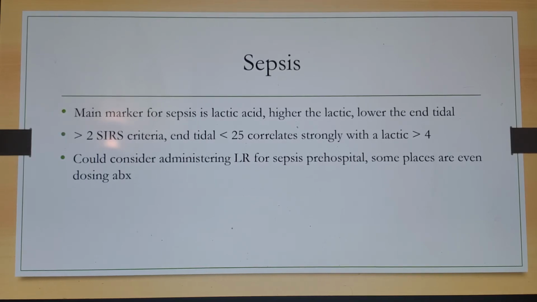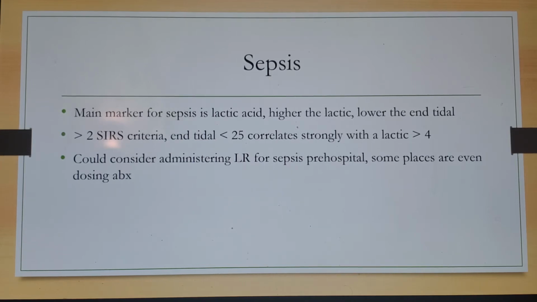So if you have your 2 SIRS criteria, I don't know if you're familiar with SIRS, but basically if they're febrile or have an elevated respiratory rate or low blood pressure and an end-tidal less than 25, that correlates strongly with a lactic greater than 4. And so you could consider administering pre-hospital IV fluid bolus for sepsis, and there's some services that are even dosing antibiotics.